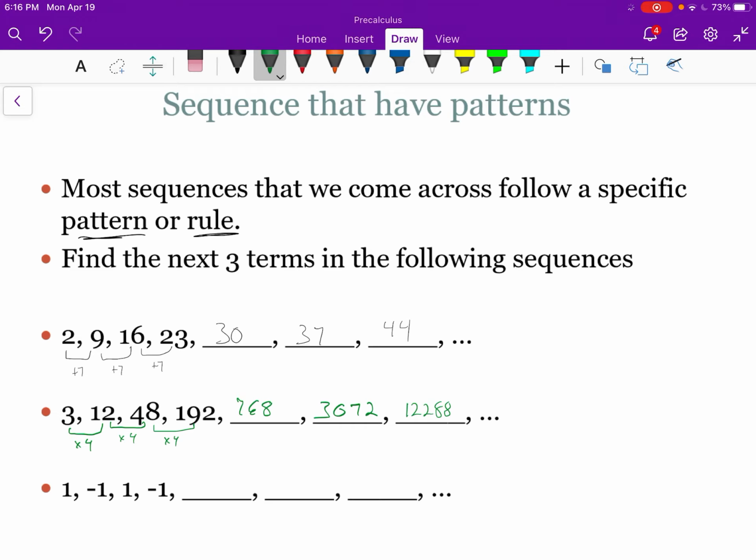Next one, 1, negative 1, 1, negative 1. Well, this seems easy enough. We just keep changing between 1 and negative 1. This is an important sequence. How can we get from this mathematically?